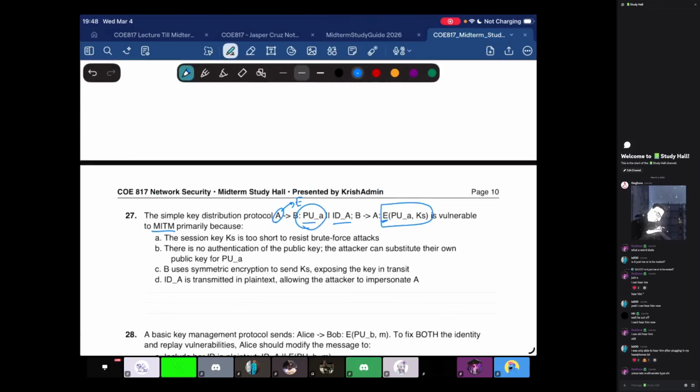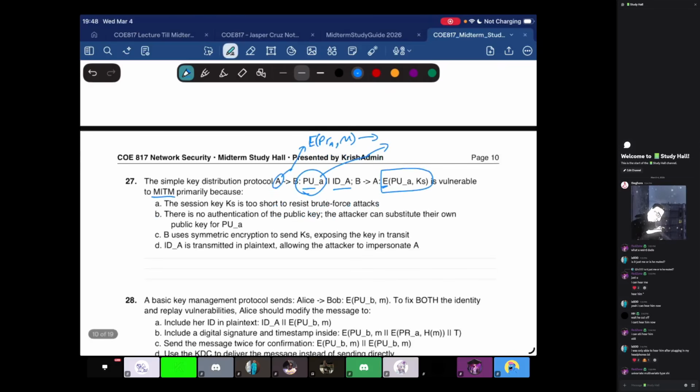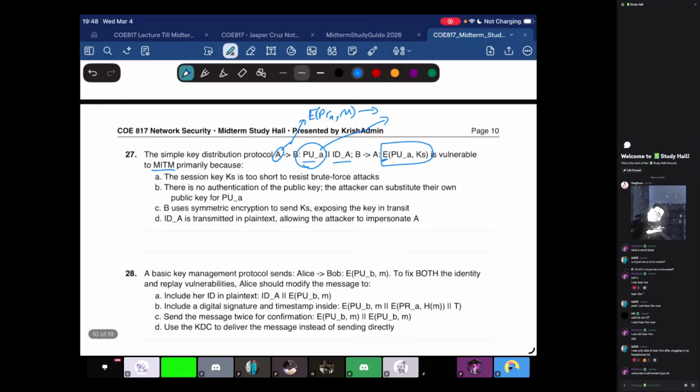encrypted messages with its private key, PR, let me put that up here, encrypted with its private key of A, with whatever message that it wants to send. If an attacker gets this message, that attacker can decrypt it with the public key that was initially transmitted by A without any encryption. So in this one, the answer is B.